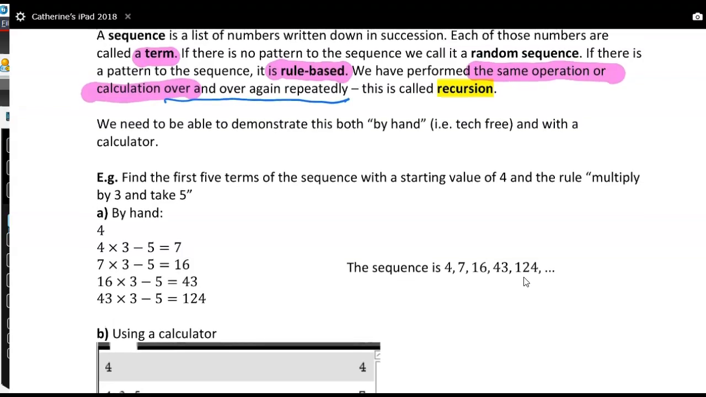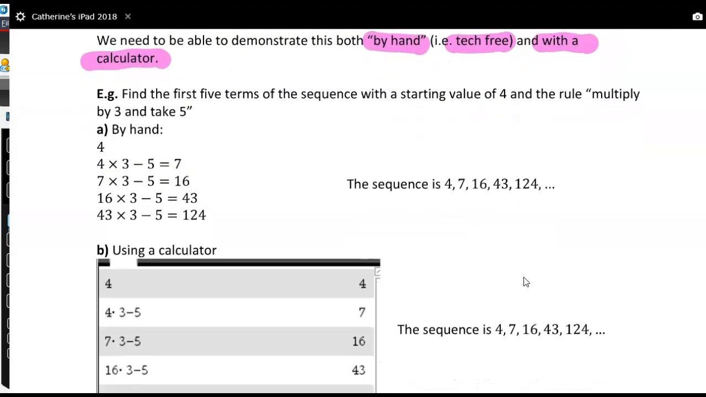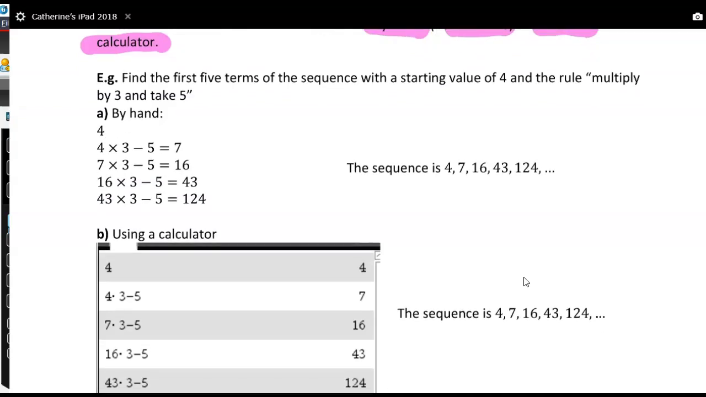Now, we have to be able to demonstrate this both by hand, tech-free, and with a calculator. So you need to be able to show through each of the sequences that you understand recursion by hand. So here I've got a little example: find the first 5 terms of a sequence with a starting value of 4 and the rule multiply by 3 and take 5. So here I've done it by hand.